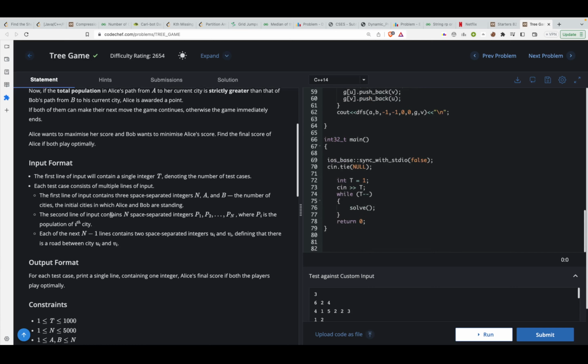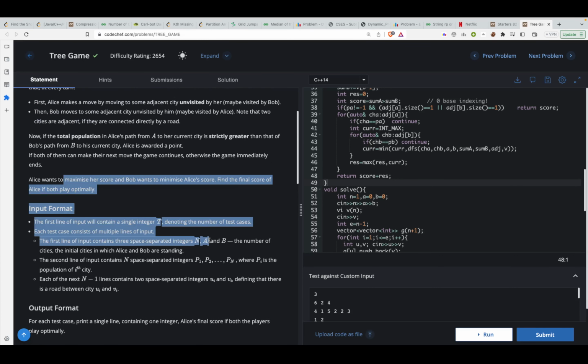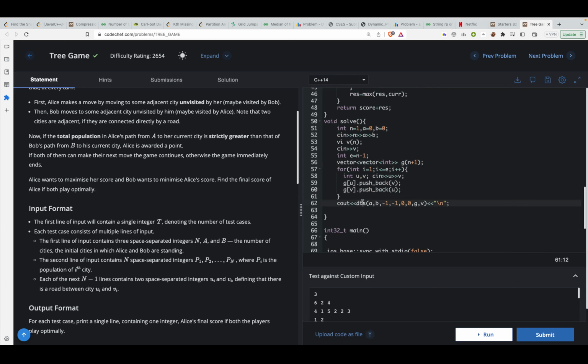So let's look at the code, because I don't think there's a point in explaining anything about it, wherein what you have to do is actually just code exactly what the algorithm says. Cool. So over here we'll be taking three values, n, a and b. Then the standard way of taking a graph is over here. Cool. Then you call a DFS and that would be your answer.